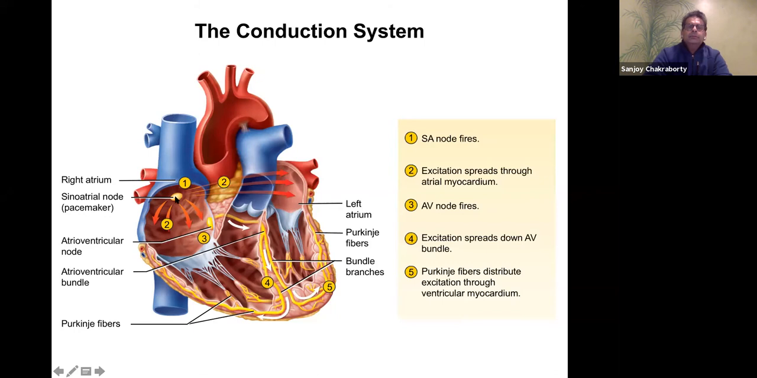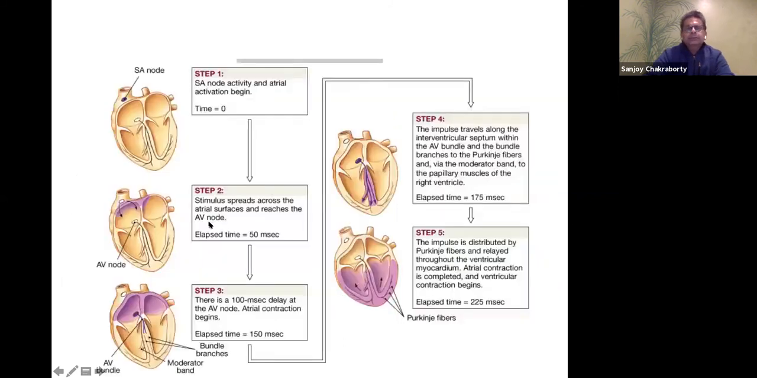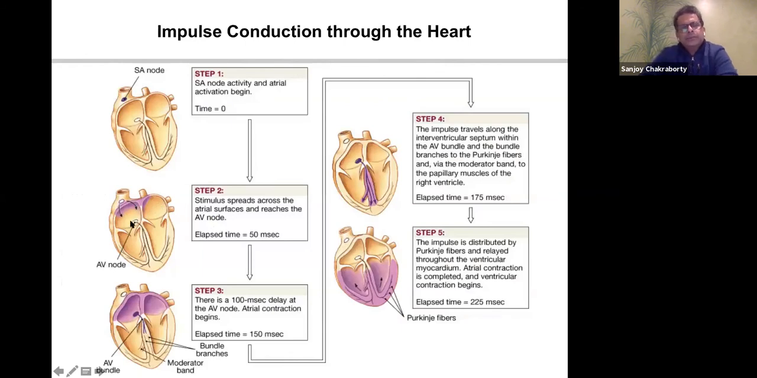So when they produce a signal, it doesn't matter how many they're producing, that signal carries through all these cells. We commonly call them the internodal pathway, meaning the pathway between these two nodes. These arrows indicate the signal going through all of the contractile cells throughout the atria and coming back right here. So this is a better picture to explain.